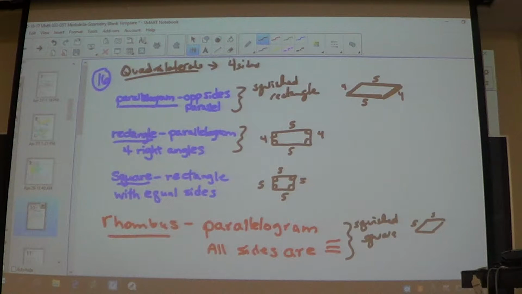So 5, 5, 5, and 5. You sat on a square. A rhombus is also called a baseball diamond. So if I take a baseball diamond, basically the only difference between a rectangle, a square, a rhombus, and a parallelogram is you squished them. They're no longer right angles. It's damaged goods.